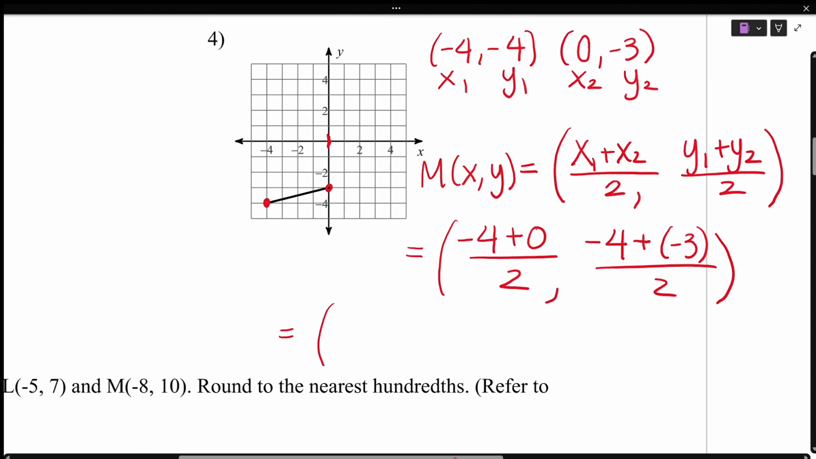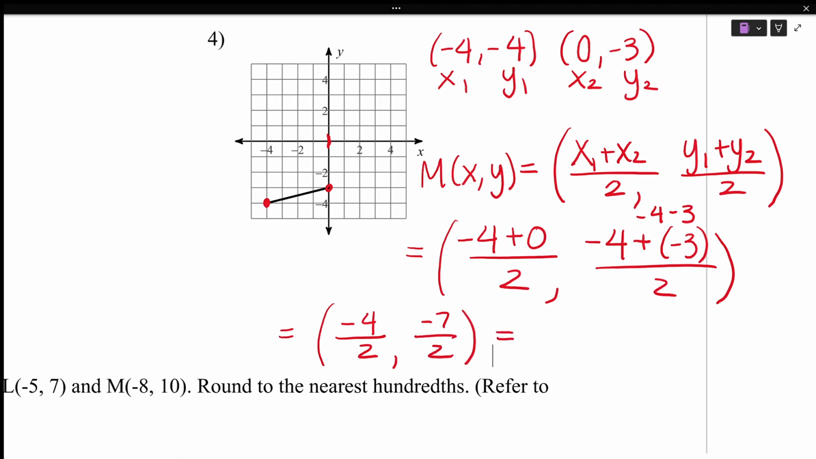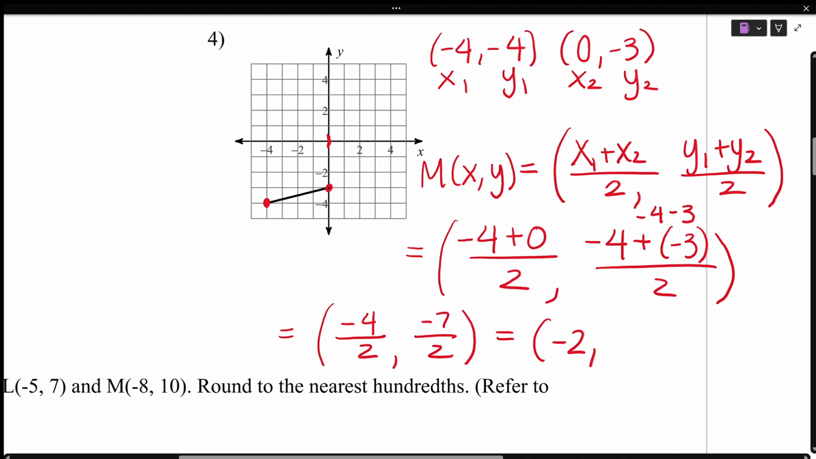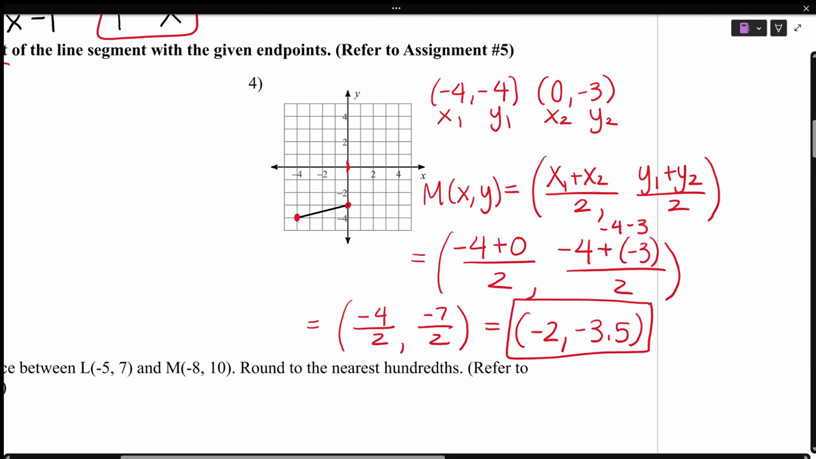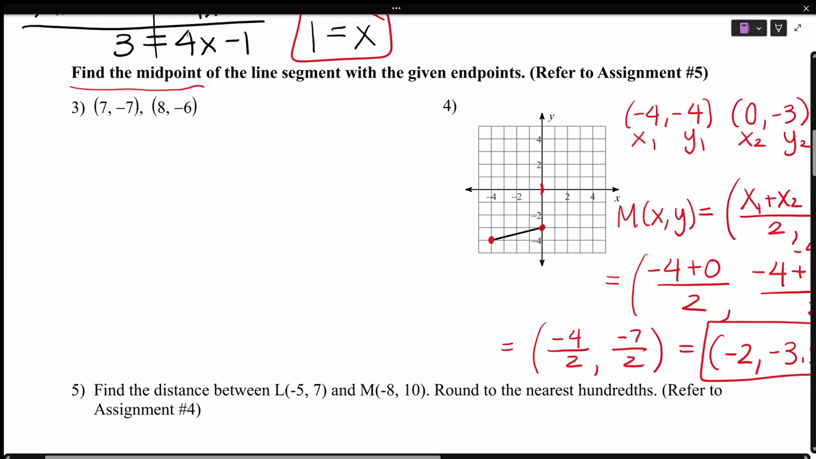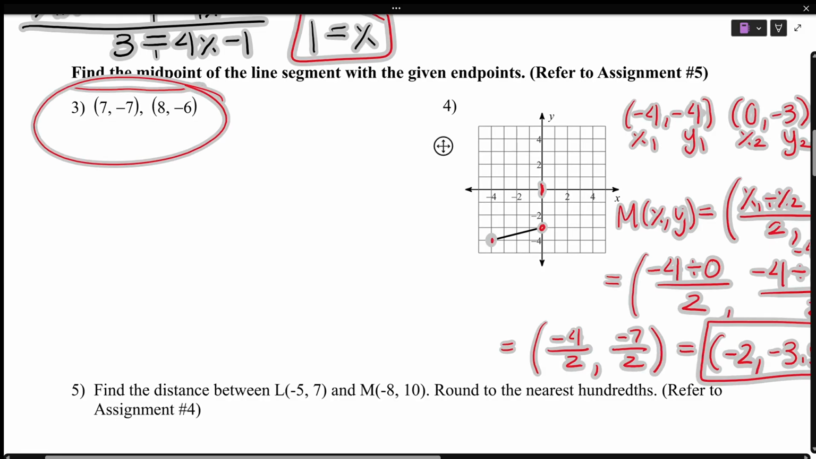-4 plus 0, that's just -4. -4 plus -3, that plus and the negative turns into a minus. So -4 minus 3, that's -7. And then -4 divided by 2 is -2. -7 divided by 2 is -3.5. That's your final answer. Again, try number 3 out. It's the same steps.